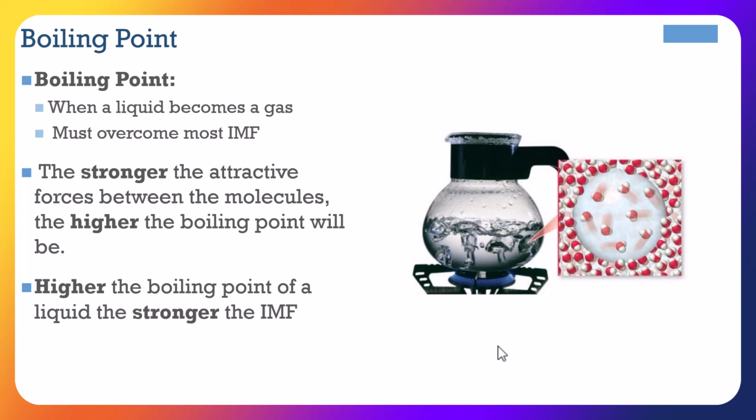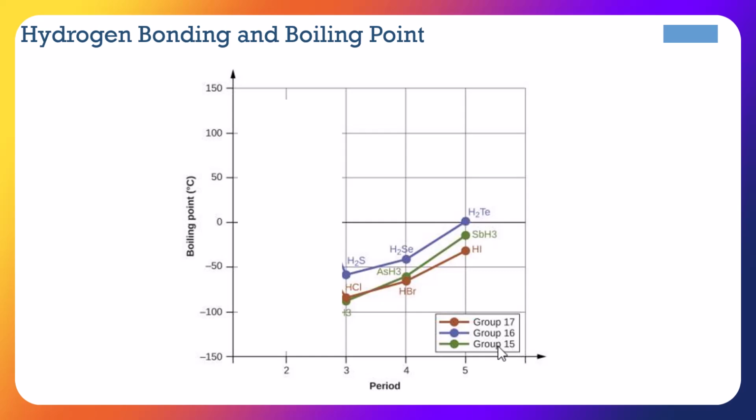So let's take a look at an example. This is a really kind of fun example to look at. Let's concentrate on the blue here, okay? Let's concentrate on this top series of molecules. What do they all have in common? Well, the first thing they all have in common is all of these molecules come from group 16 or 6A. So they're all in the same periodic family.